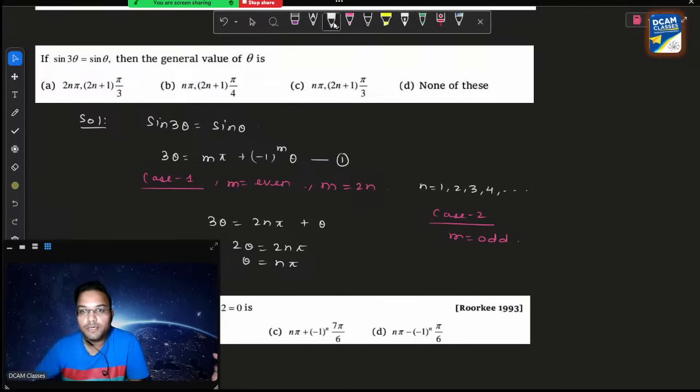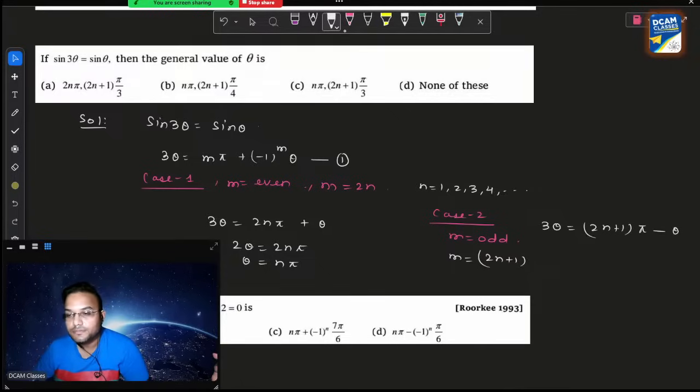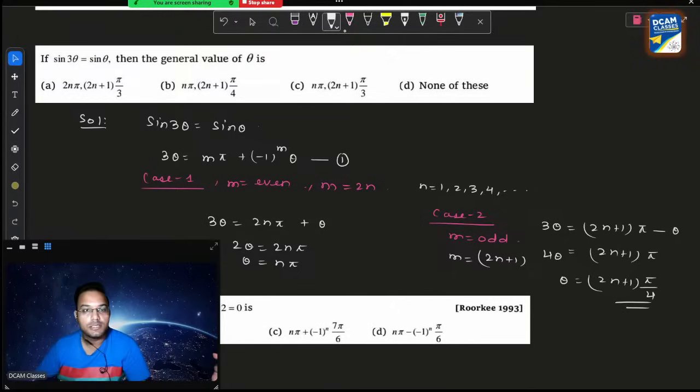m is equal to (2n plus 1) into pi, starting from 0. So 3 theta will be (2n plus 1) into pi minus theta. So 4 theta will be equal to (2n plus 1) into pi, or theta is equal to (2n plus 1) into pi by 4. It seems the answer is B.